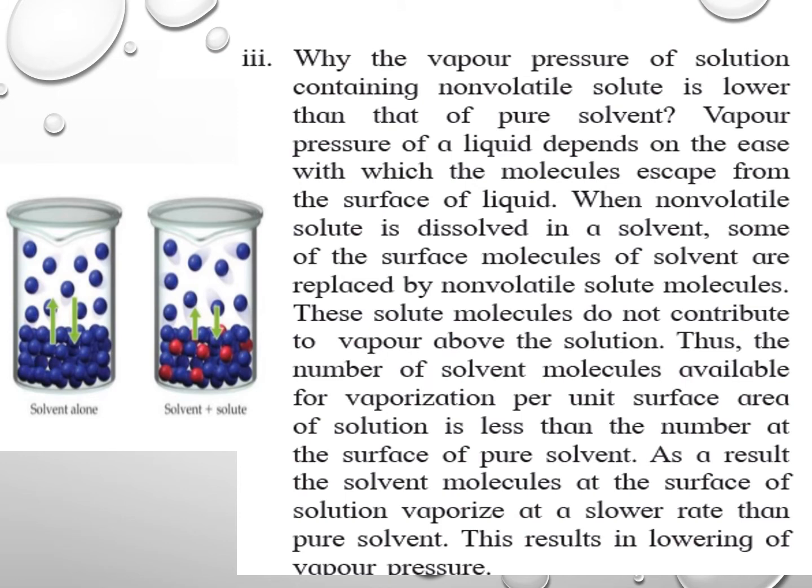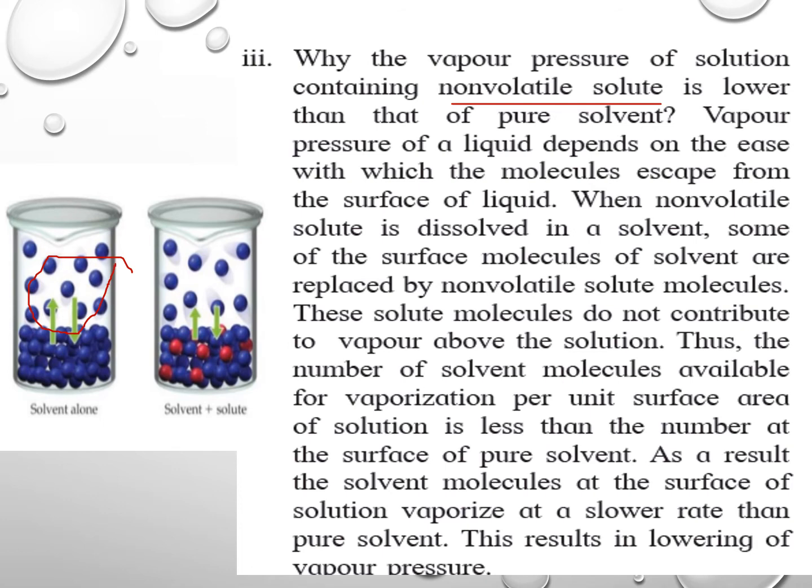So now let's understand why the vapor pressure of a solution containing a non-volatile solute, okay, this is very important, it is always non-volatile, because this is not going to contribute to the vapor pressure, is lower than that of the pure solvent. This is because the vapor pressure of a liquid depends on the ease with which molecules escape. Okay, you can see here how easily the molecules can go into the vapor phase.